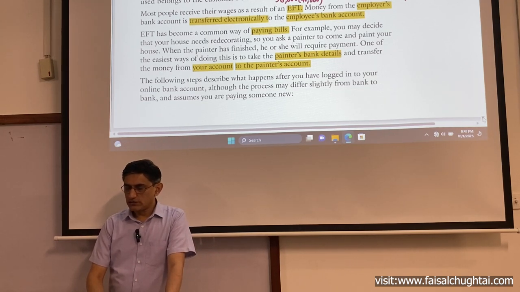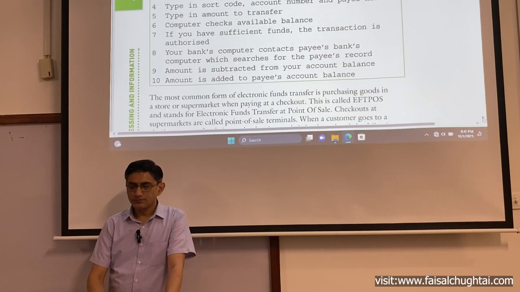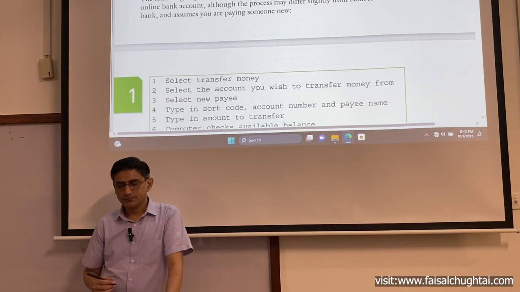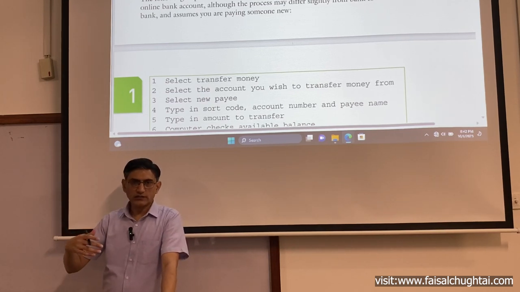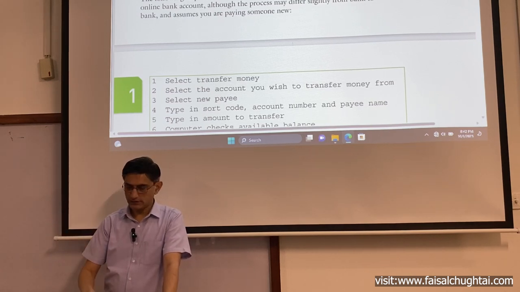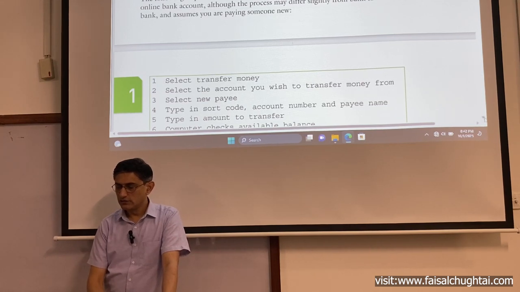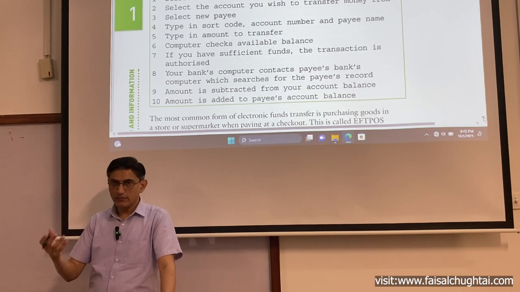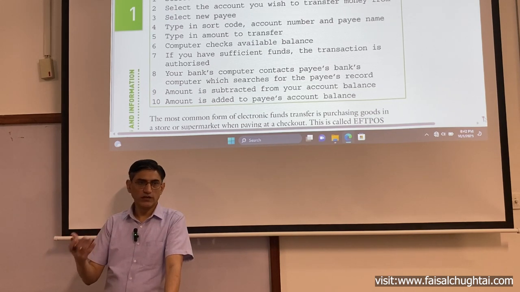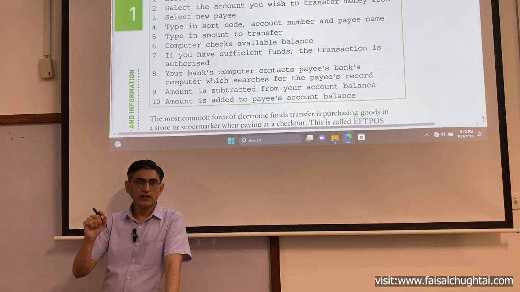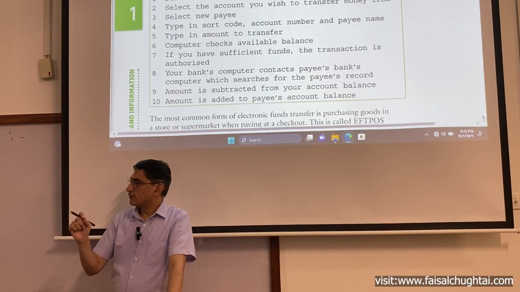So we have looked at quite a few examples of electronic funds transfer. What is the process that takes place when payment is made from one account to the other account using EFT? These steps are important. They are very simple steps, but they would help in describing the process properly in case you get a question in the exam where you have to describe what actually happens when a payment is made from one account to the other account using EFT.